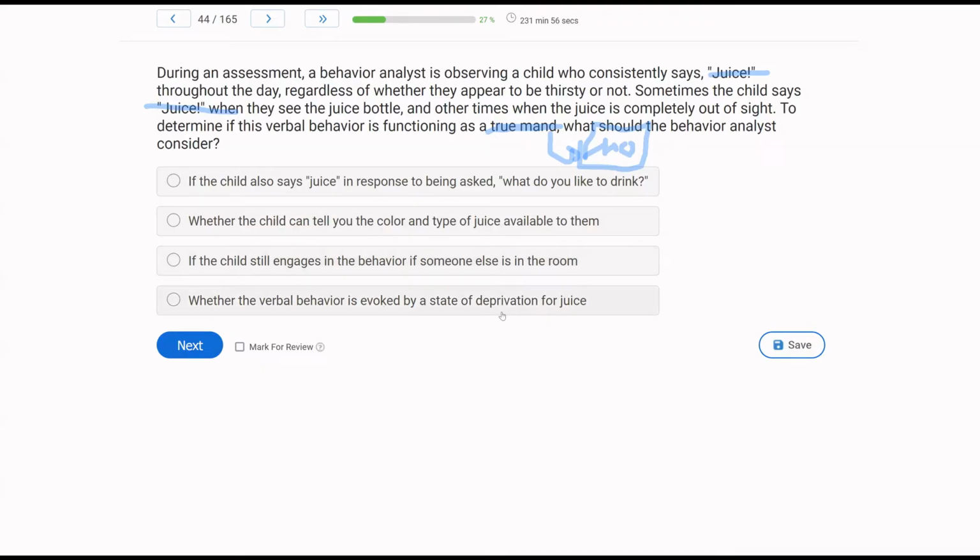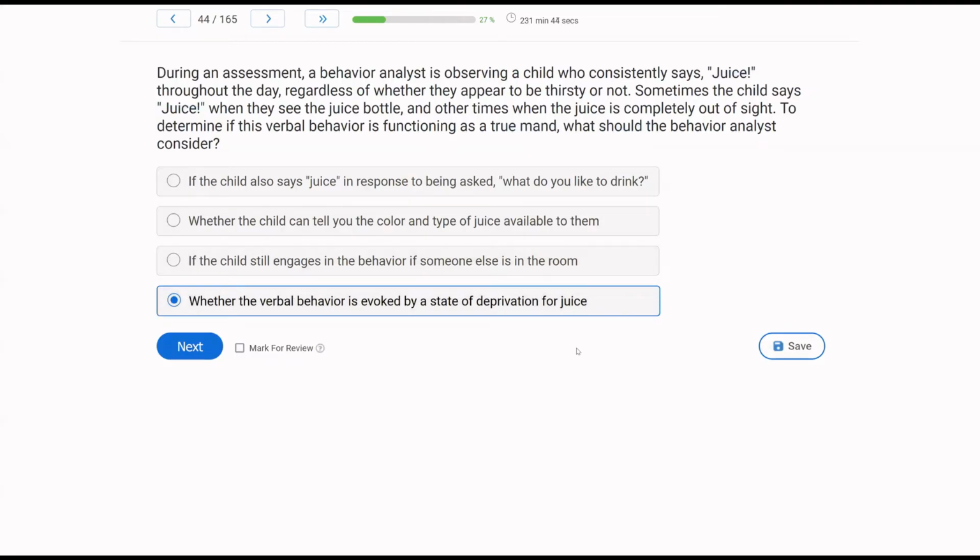So that leaves us with D, whether the verbal behavior is evoked by a state of deprivation for juice. Yes, deprivation is related to the MOs. We're trying to figure out if this mand is related to MOs. If juice is evoked due to deprivation, there's a good chance juice is functioning as a true mand.